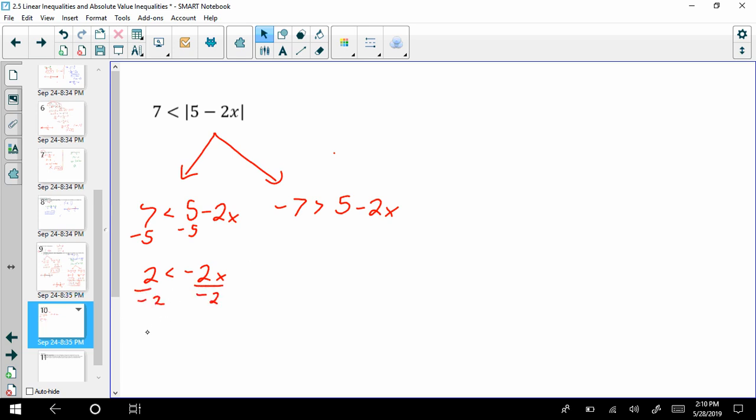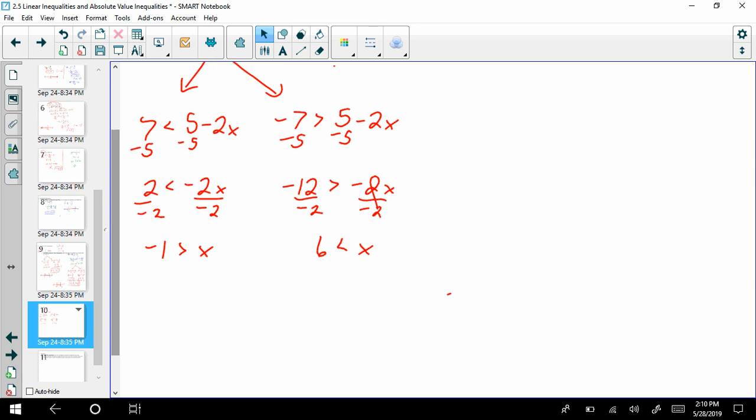So notice I'm dividing by a negative 2, so the symbol flips. And the other one, I'm dividing by a negative 2, so the symbol flips. Now, my students sometimes have a hard time with interpreting these if the x is on the right side. So what you can do to make this a little user-friendly, we can rotate the whole thing around.